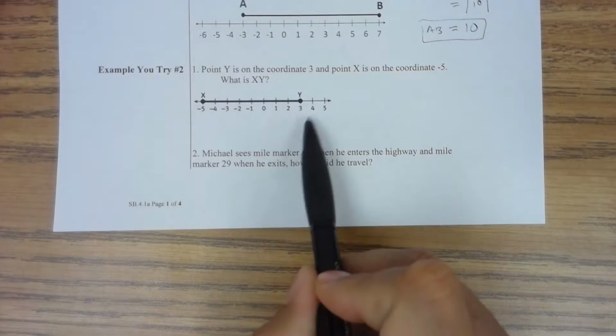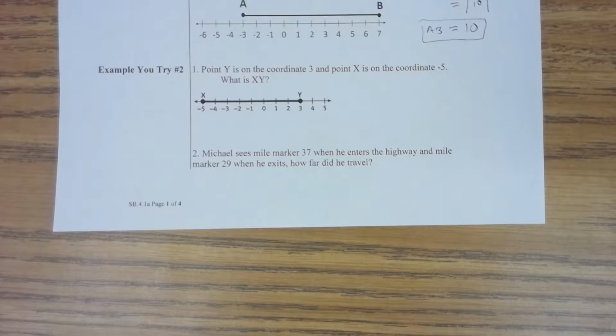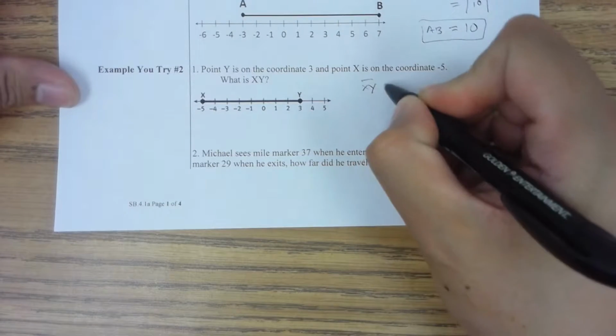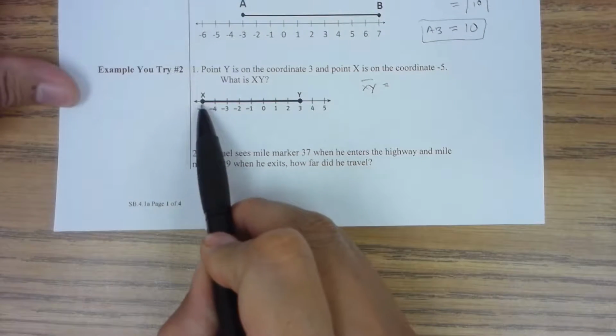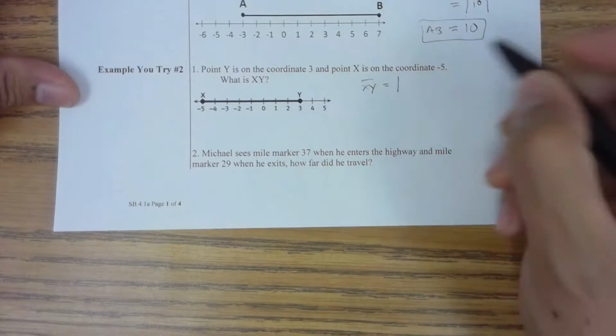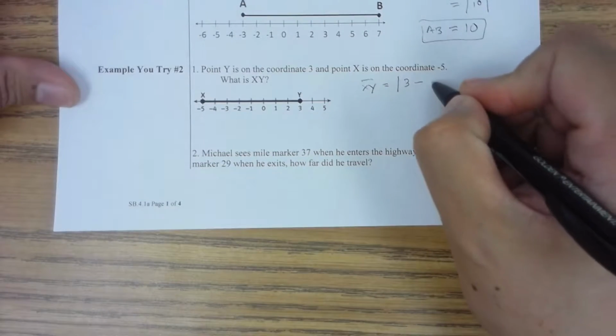So point Y is on coordinate 3 and point X is on -5. What is XY? Well, let's see. I want to see how long this XY is. So let's assume this is my initial point and this is my final point. So let's see. My final point is 3 minus my initial point is -5.